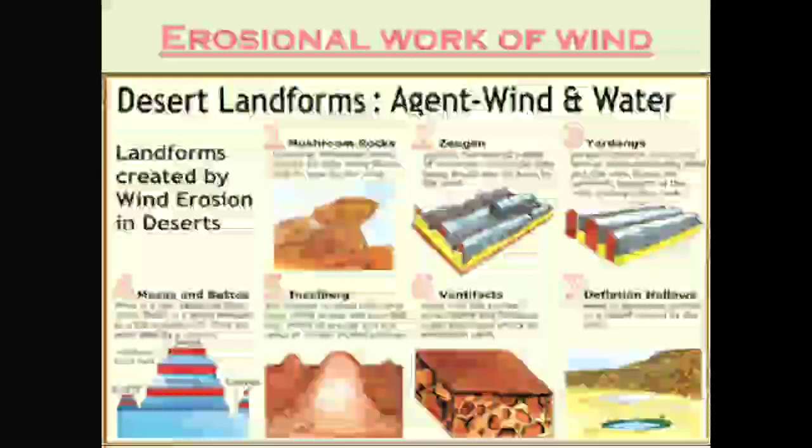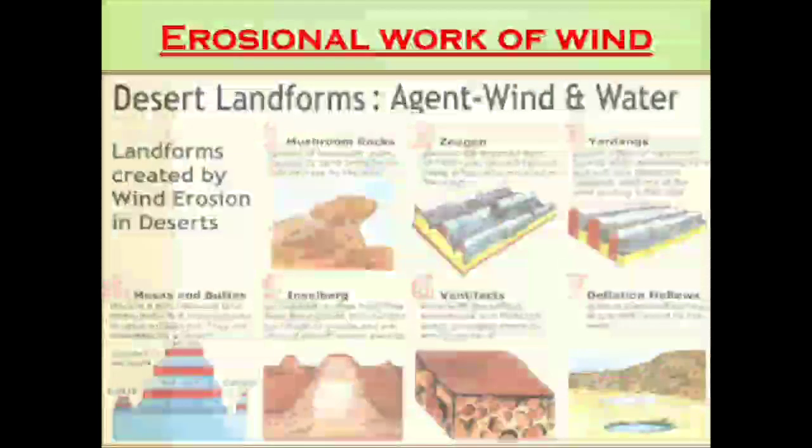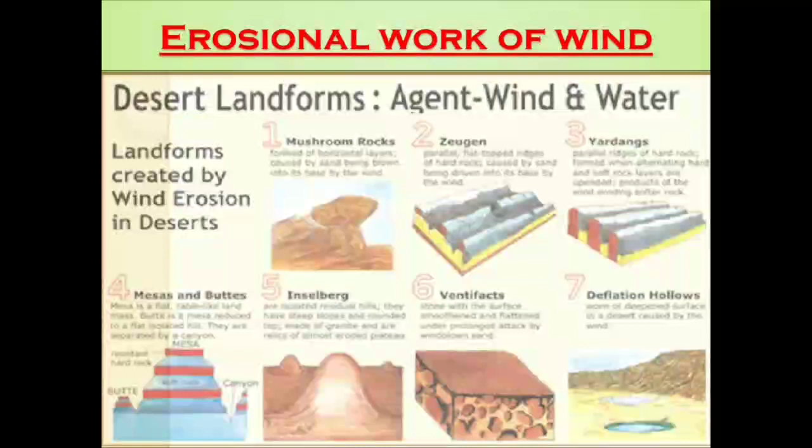Here you can see a picture of erosional work of wind. It shows landforms created by wind erosion in desert. These are the pictures of desert landforms, and the agents of erosion are wind and water. First picture shows mushroom rocks. Second, zeugen. Third, yardangs. Fourth, mesas and buttes. Fifth, inselberg. Sixth is ventifacts. And seventh is deflation hollows.